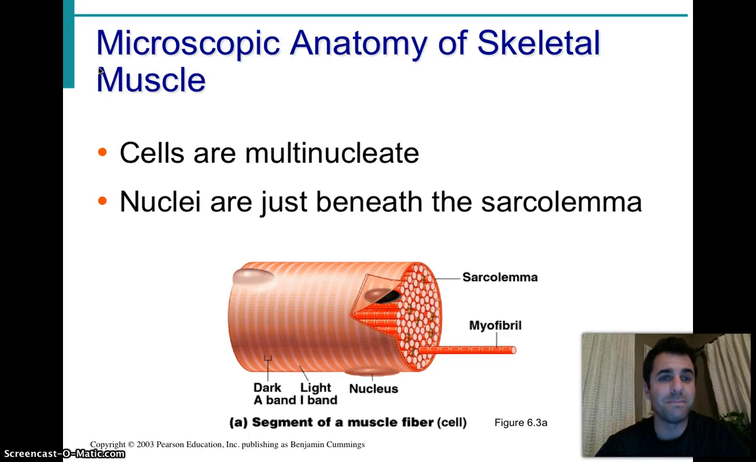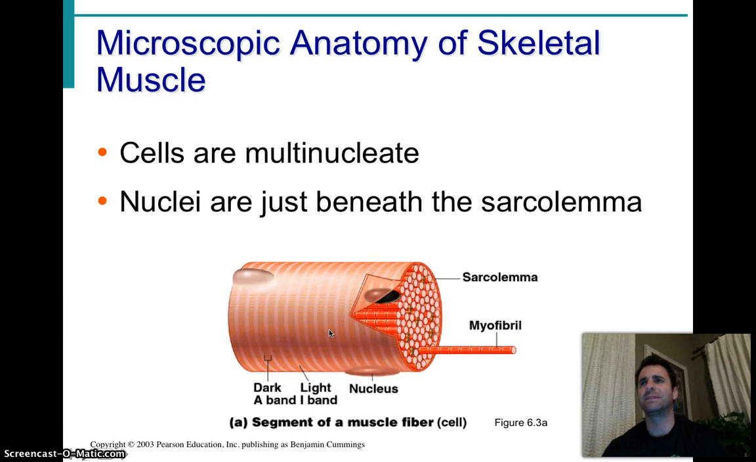Skeletal muscle cells are multinucleated. These nuclei are just below the sarcolemma here that you can see, and they look like a zit. I feel like I just want to pop that, but it might get all over you, so I won't do that. Here you see 1, 2, 3 nuclei in one muscle cell.